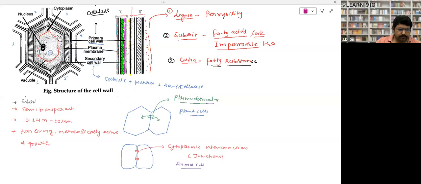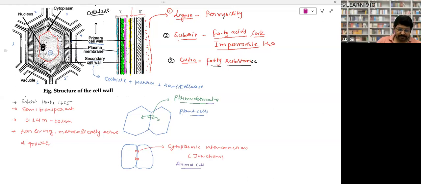Cell was first seen by Robert Hooke in 1665. Full stop. It is semi-transparent. Full stop.